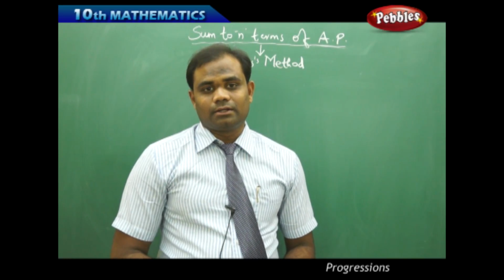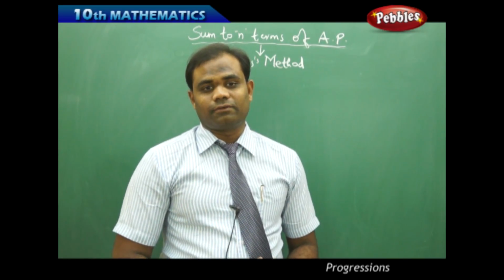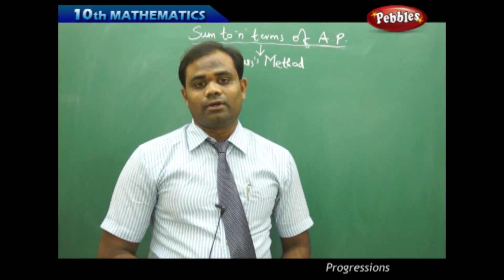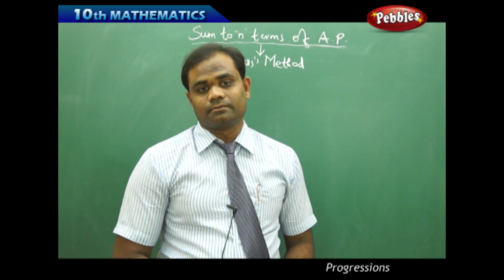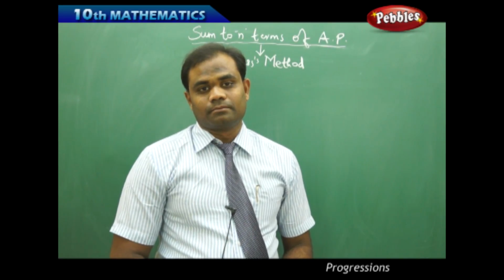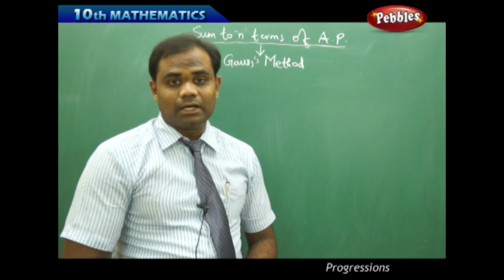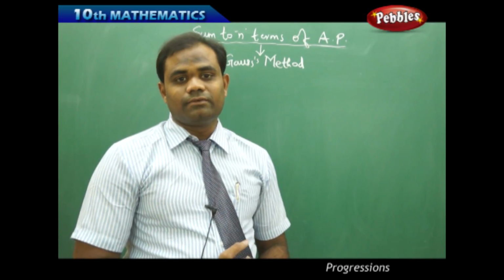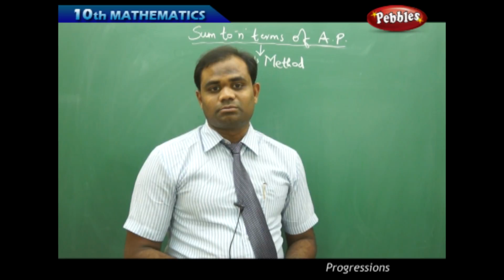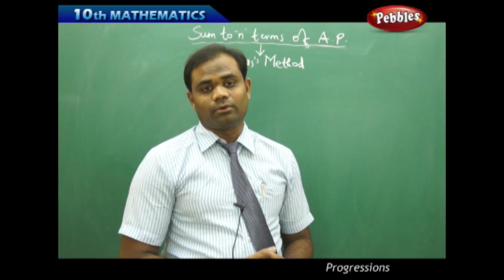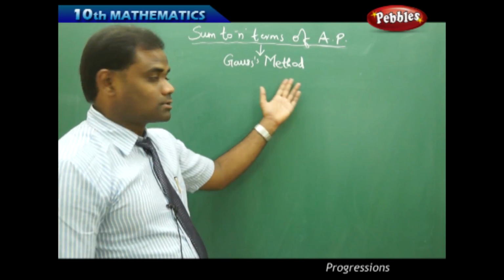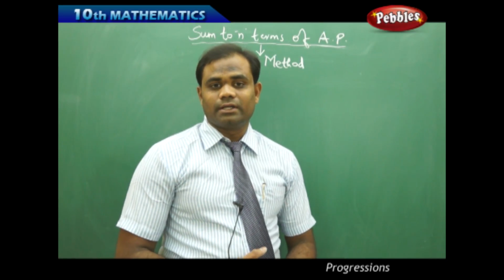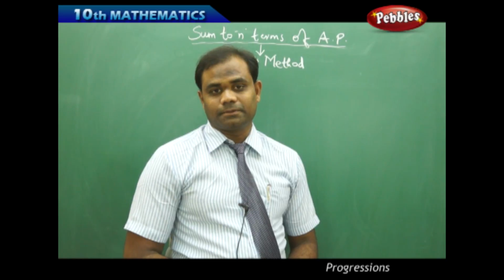So let's find a derived formula through which we can find the sum to n terms of arithmetic progression for however large n is. Let's derive a formula. In order to derive the formula, the credit goes to the mathematician Gauss, who invented a method of finding the sum to n terms of arithmetic progression. So let's see the Gauss method of finding the sum to n terms of arithmetic progression.